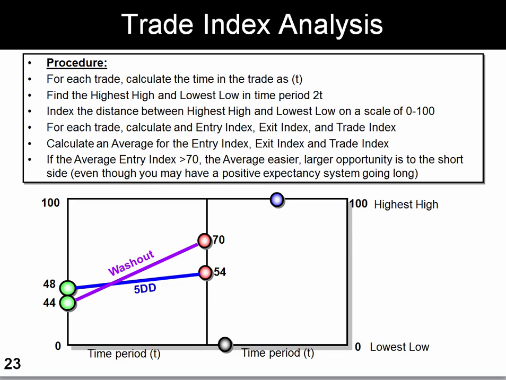So when I applied this to my mechanically traded data set of washouts and 5DDs, what I discovered was that my washout patterns were doing pretty well, getting me in around 44 and out at 70 on the index scale, and that the 5DDs were giving me this narrow range between 48 and 54. And here's what I discovered: the washout pattern, the one I was most concerned about, was getting a good 26% of the possible range that was available on average, which was pretty good, I thought.